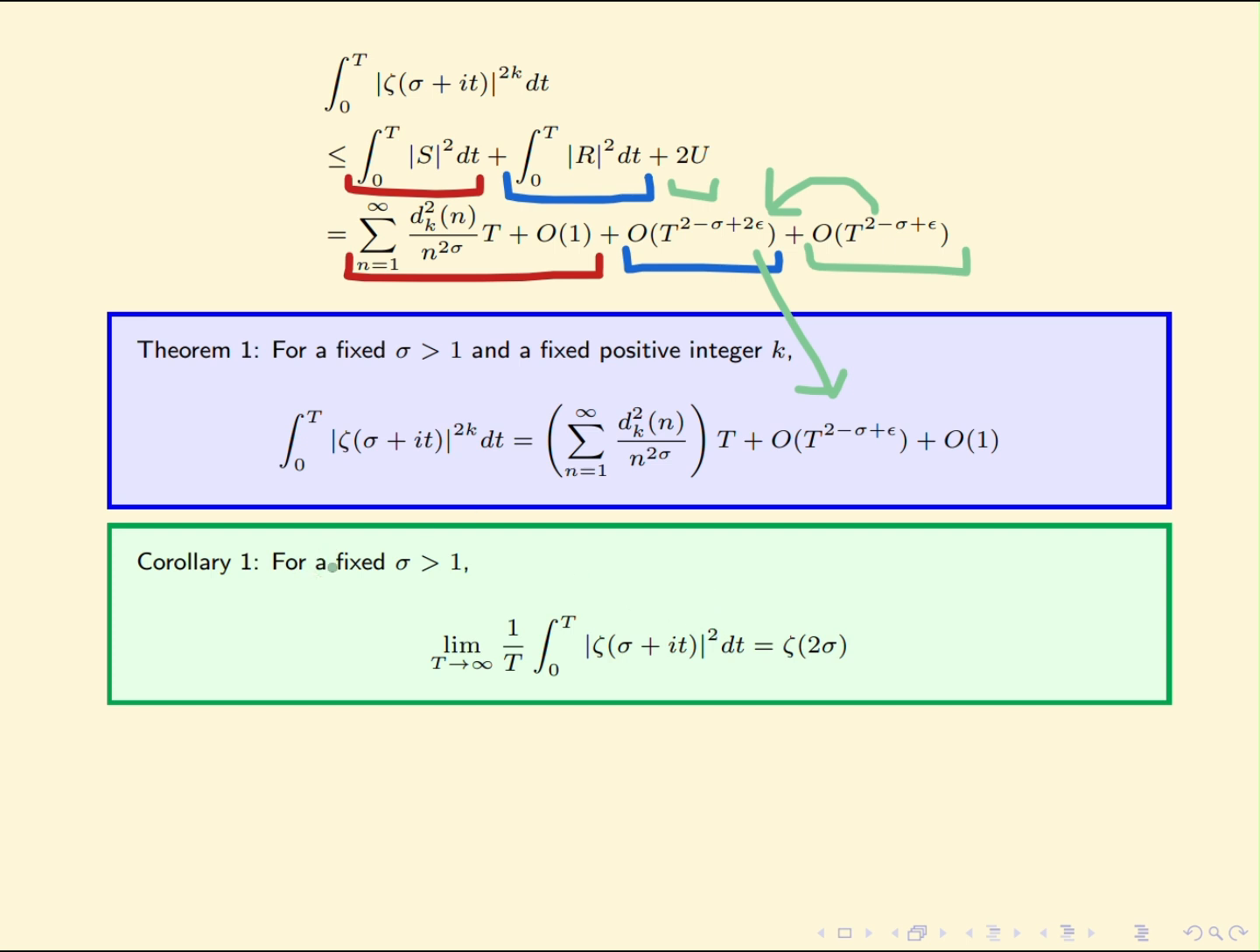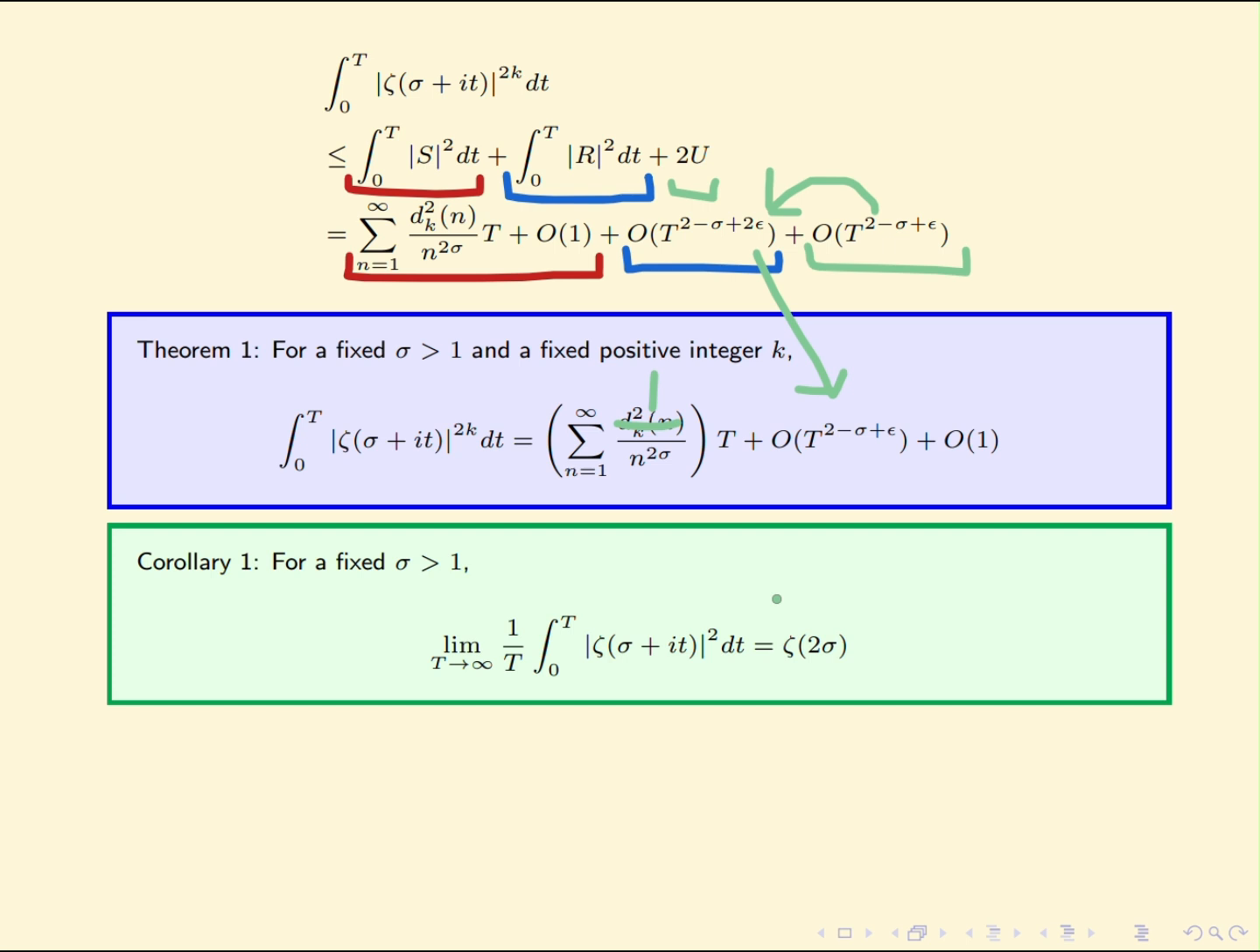So the corollary is if we set k equals 1 and fix a sigma greater than 1, then you take the limit as t goes to infinity of 1 over t of this thing, and you get zeta of 2 sigma. And remember, that's because if you set k equals 1, then this whole numerator is just 1. And this sum is just zeta of 2 sigma, and then these two other terms go to 0 if you divide by t and take t to infinity. Okay, cool. So this is nice.